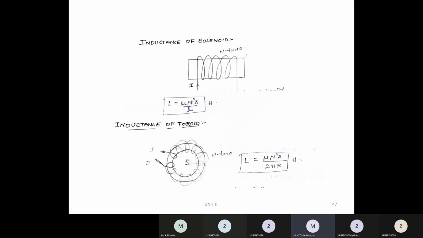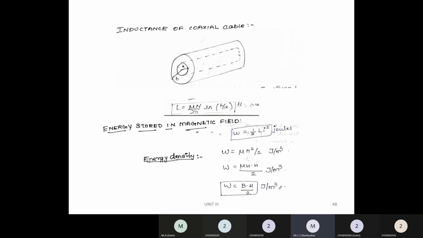Then we have the inductance of a solenoid. What is the value of the inductance of a solenoid? It is given by the formula L equal to mu n square A by l. Similarly, the inductance of a toroid. What is that solenoid? A coil wound with n number of turns, circular in shape. For that, what will be the inductance formula? That is all given here. Similarly for the coaxial cable, you will have mu l by 2 pi ln of b by a.